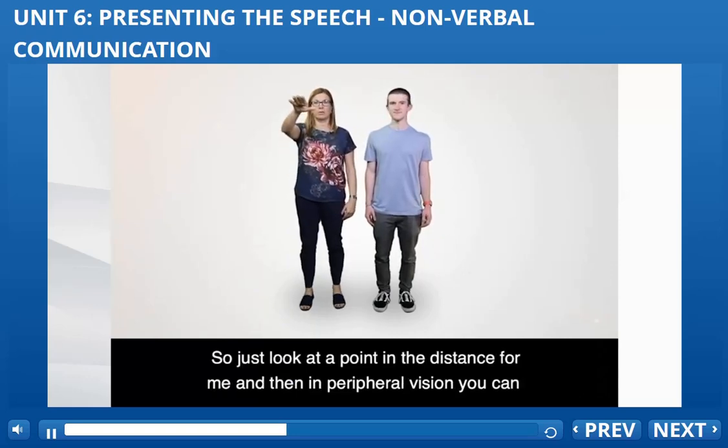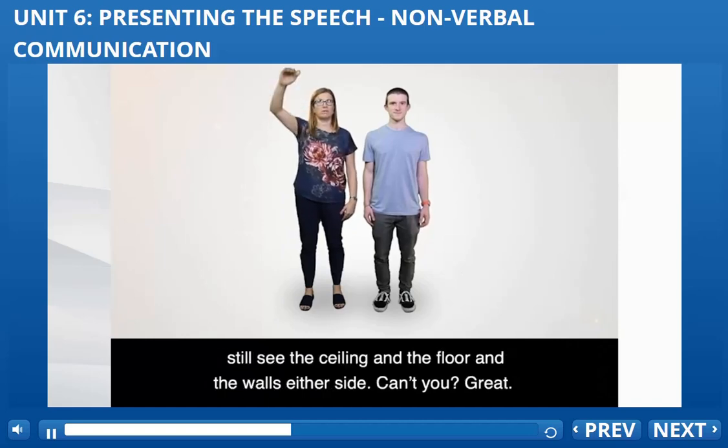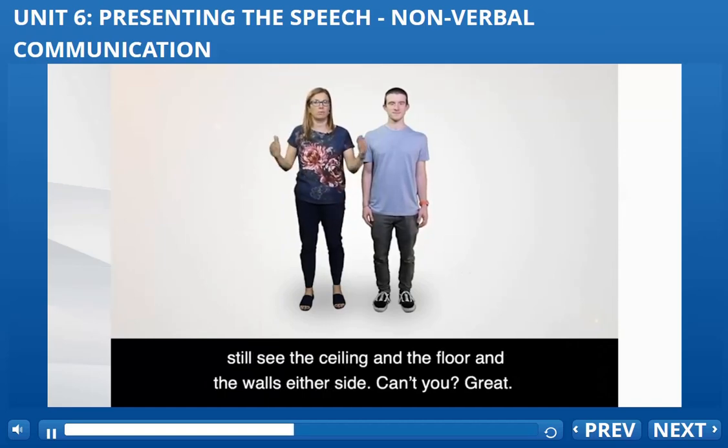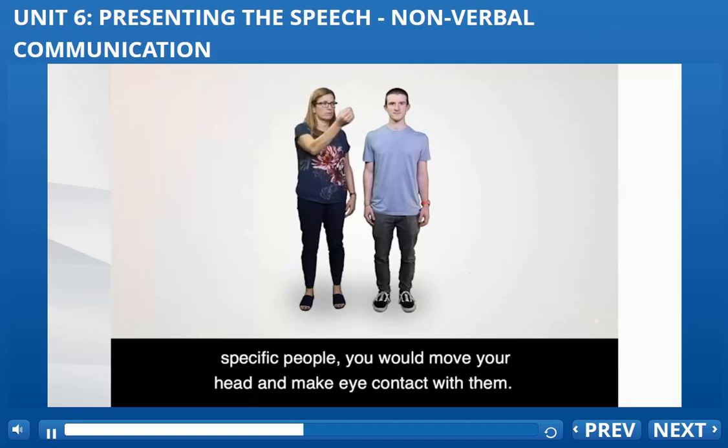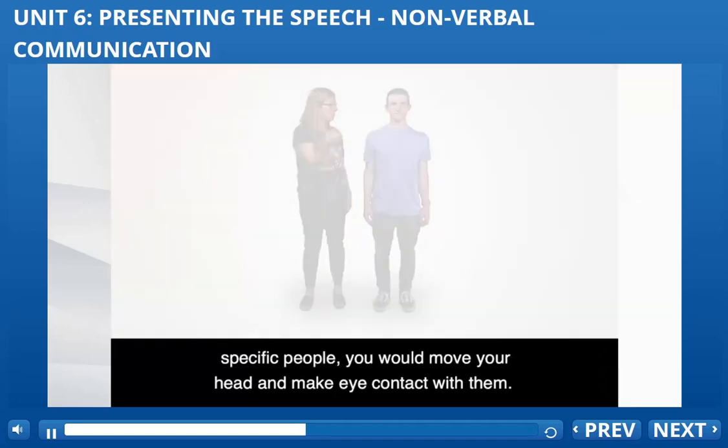So just look at a point in the distance for me, and then you're in peripheral vision. Look at that point. You can still see the ceiling and the floor and the walls either side, can't you? Great. And that's your kind of safety zone. And then as you want to talk to specific people, you would move your head and make eye contact with them.